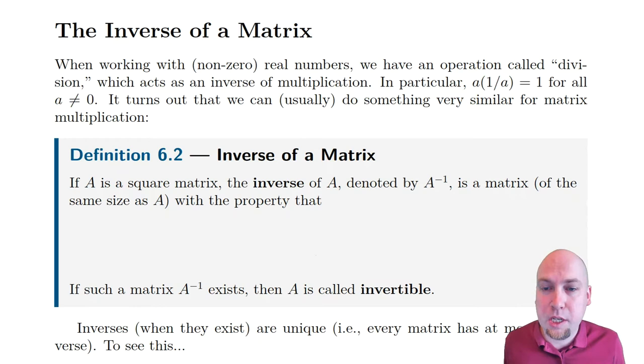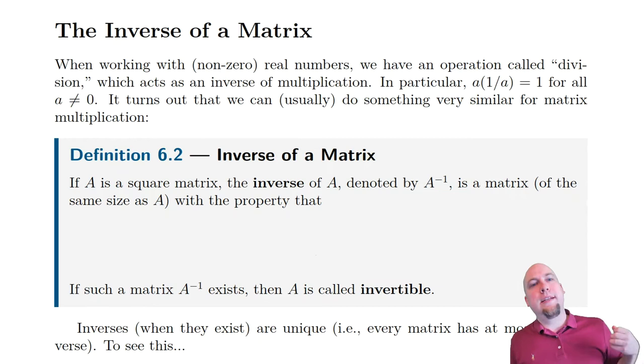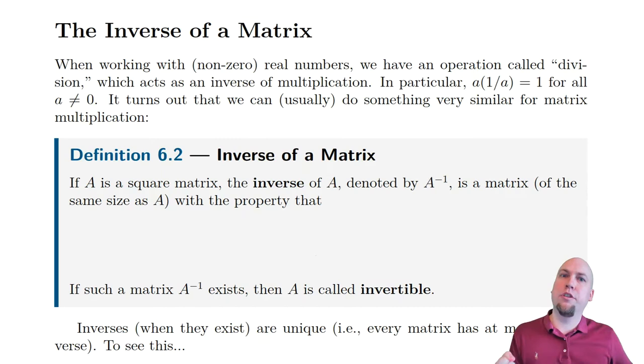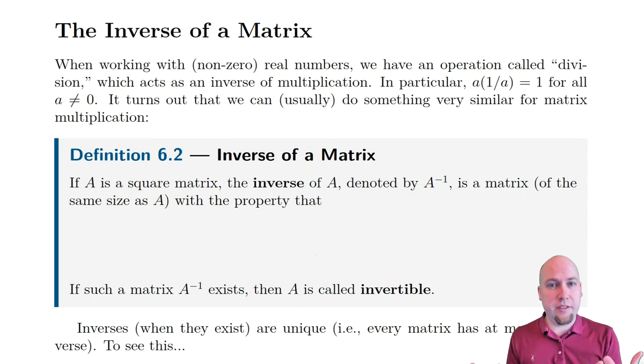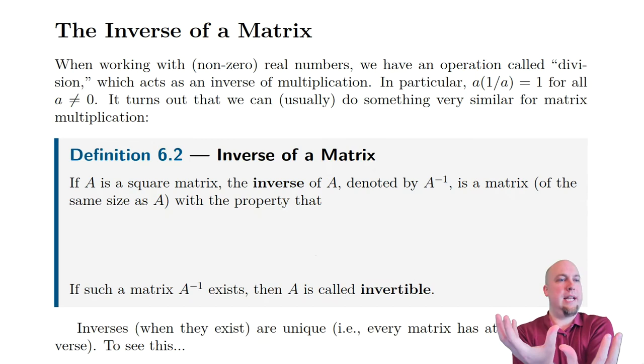Well, with matrices, you can do something very, very analogous. You can ask the question, when is there some other matrix out there such that when I multiply them together, I get the matrix version of the number one, the identity matrix? In other words, when can I find some other matrix such that when I multiply them together, they undo the effect of each other? Like A does something to vectors. When can I find some other matrix that when I multiply them together, it undoes what A did? Well, that's going to be the inverse of a matrix.